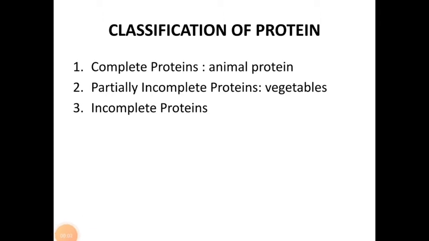Last one is incomplete proteins. These are found in those foods in which more than two essential amino acids are absent. It is incapable of building and repairing cells, maintaining life, or even supporting growth.